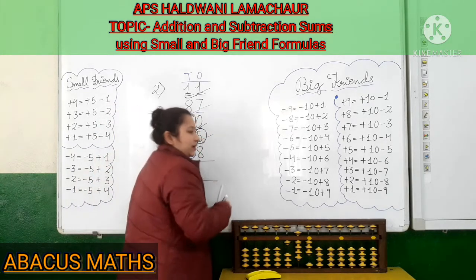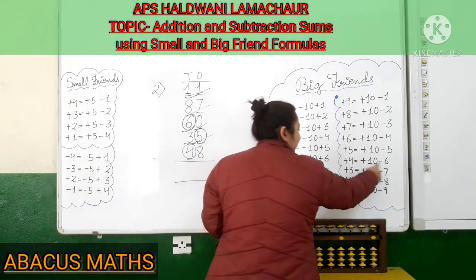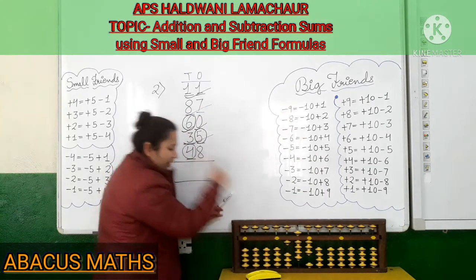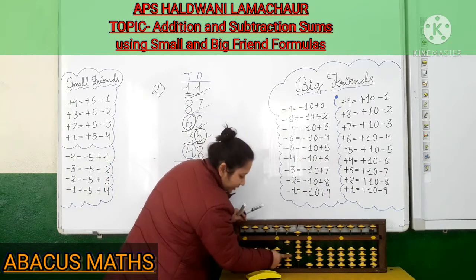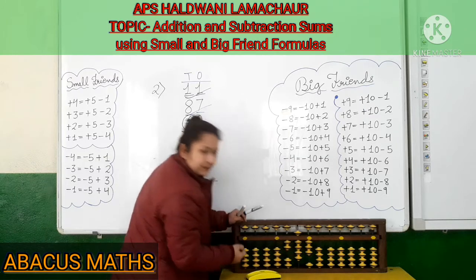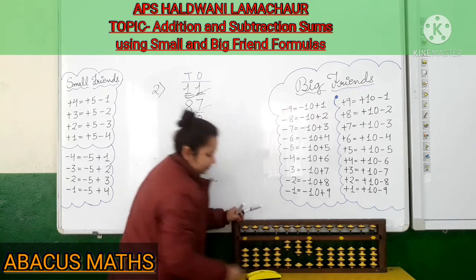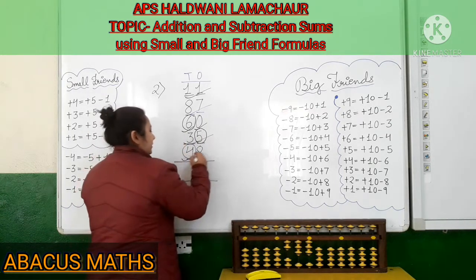This means for adding this 4 we will use big friends. Now for adding 4 what is the formula? See again plus 10 minus 6. 4 you have to add in this tens rod. So 10 you will add here. Plus 10 and minus 6 from the same rod. 5, 6. And your 4 is added.